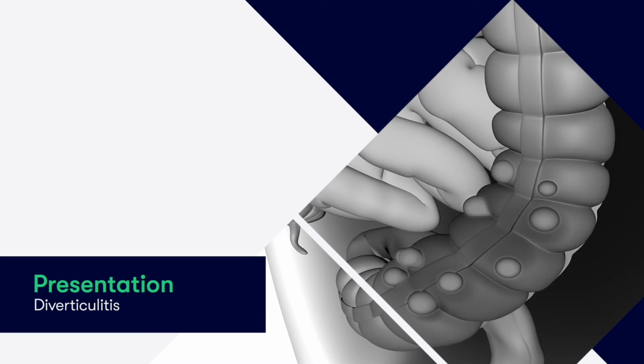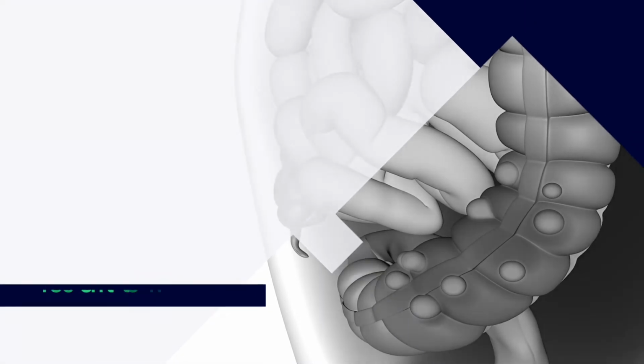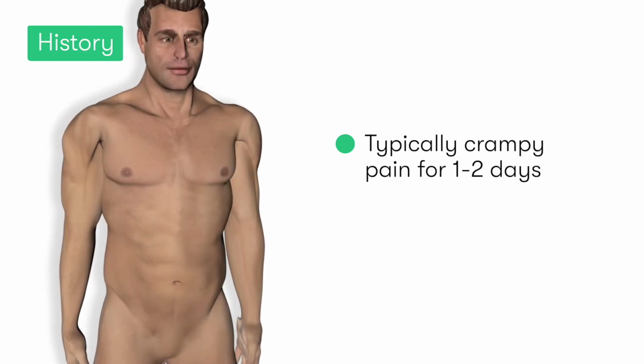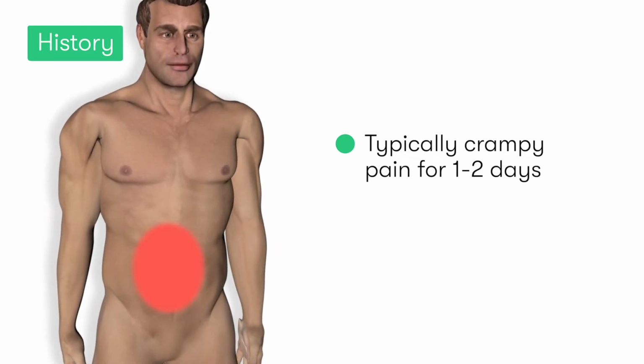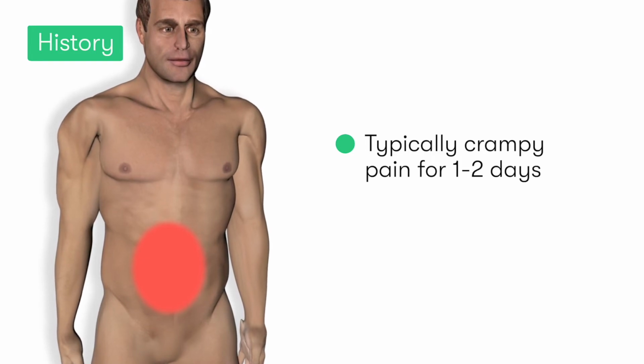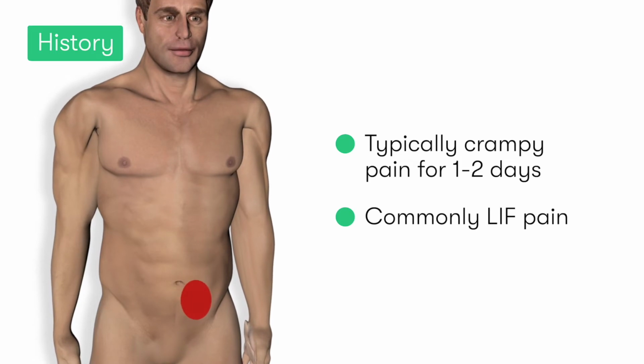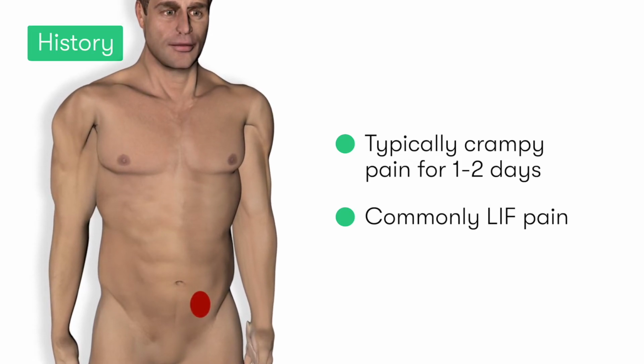So how does diverticulitis present? Well, typically, the patient complains of crampy abdominal pain that worsens over 24 to 48 hours. Reflecting the fact that diverticular disease can affect any part of the colon, the patient may complain of pain anywhere in the abdomen. However, most commonly, they describe pain in the left iliac fossa.